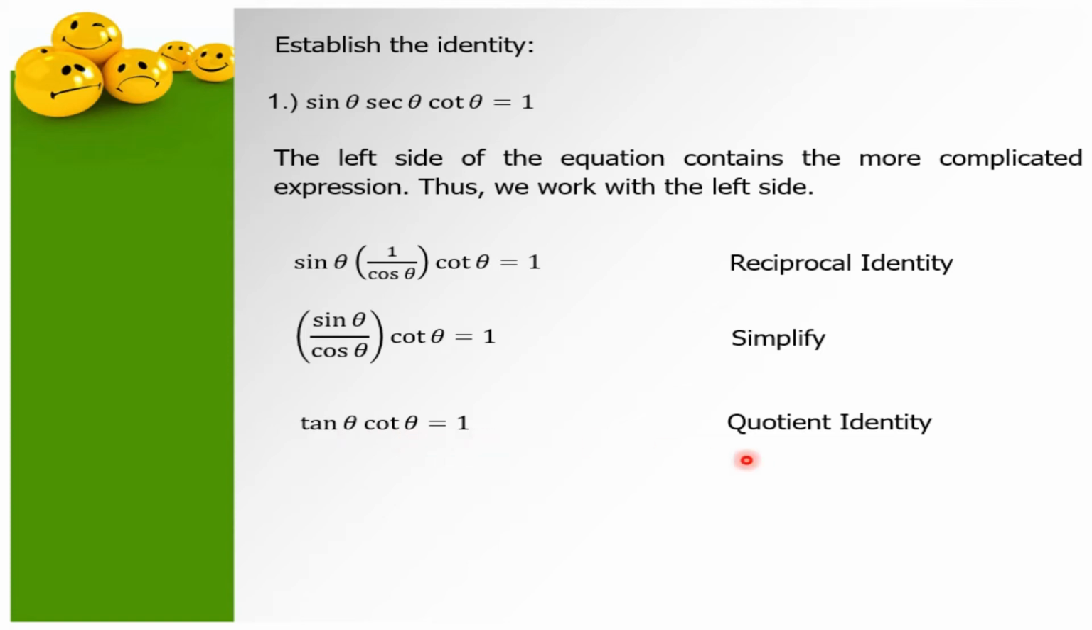Next, okay, so, we all know that tangent theta is also equal to 1 over cotangent theta. That is by using the reciprocal identity. Okay? So, nag-substitute po tayo ng 1 over cotangent theta by using the reciprocal identity sa tangent theta. Then after that, we're going to multiply 1 times 1 over cotangent theta times cotangent theta, that is equal to 1. That is cotangent theta over cotangent theta or 1.